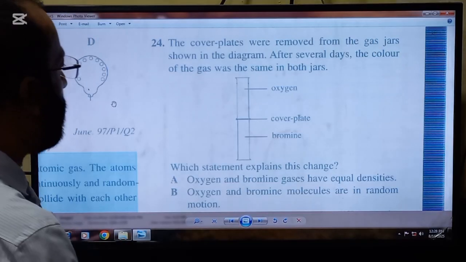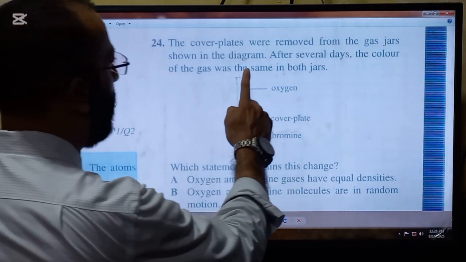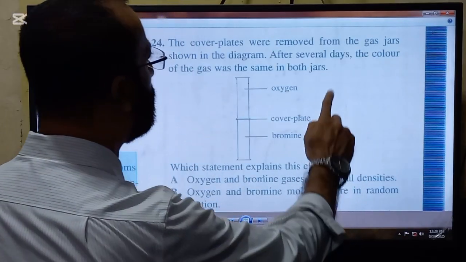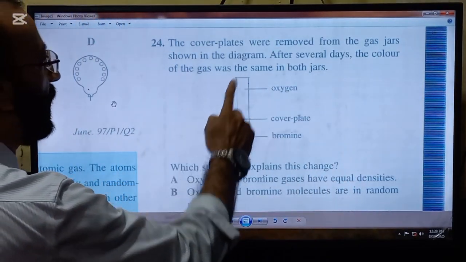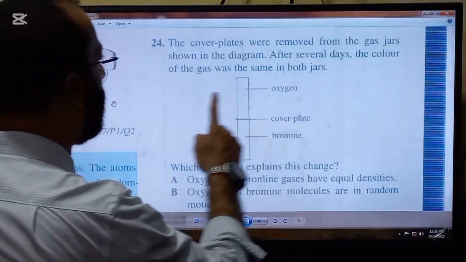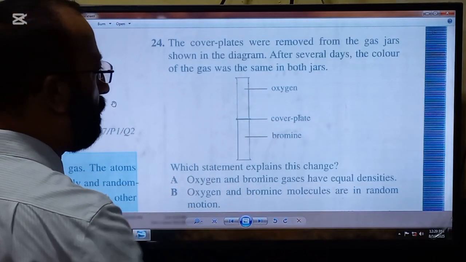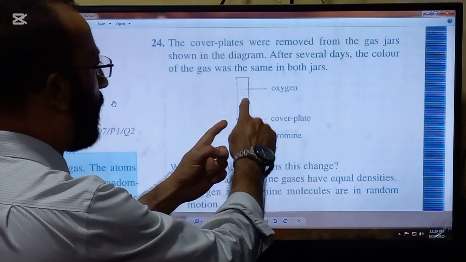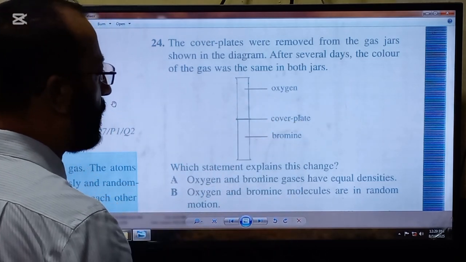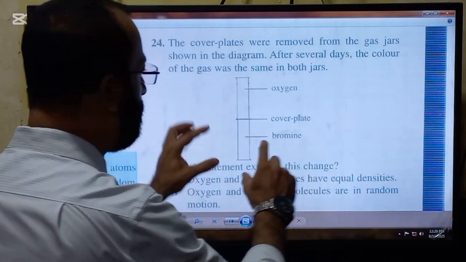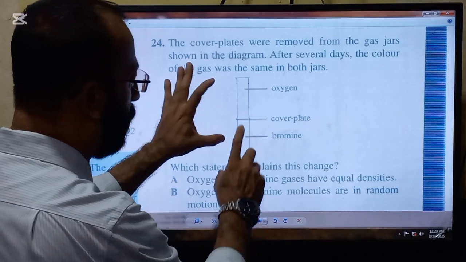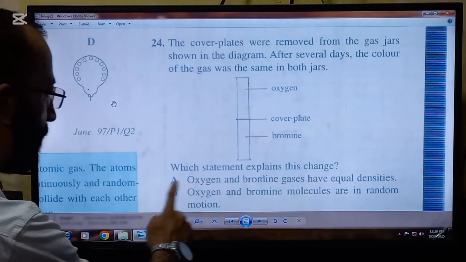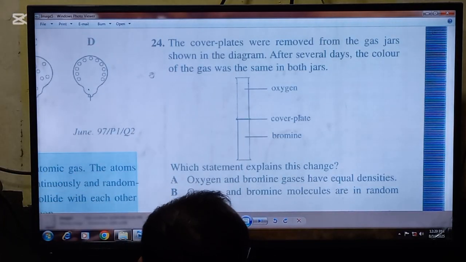Here is another question. The statement of the question is, the cover plates were removed. Here is the cover plate that will be removed from the gas jars shown in the diagram. After several days, the color of the gas was the same in both jars. The lower jar contains bromine gas and the upper jar contains oxygen gas, and this cover plate will be removed. So the molecules of the gases will be free to move towards each other. Which statement explains the change?